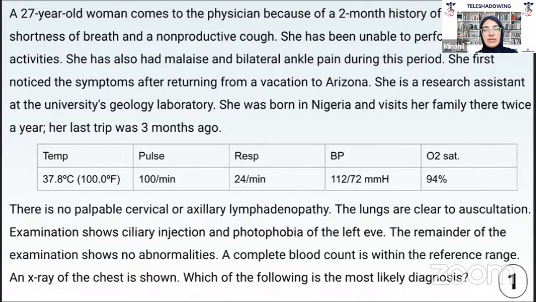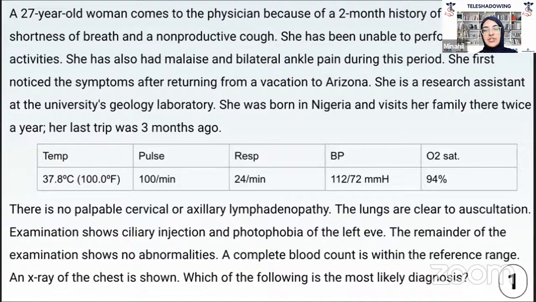A 27-year-old woman comes to the physician because of a 2-month history of increasing shortness of breath and a non-productive cough. She has been unable to perform her daily activities. She has also had malaise and bilateral ankle pain during this period. She first noticed the symptoms after returning from a vacation to Arizona. She is a research assistant at the university's geology laboratory. She was born in Nigeria and visits her family there twice a year, and her last trip was 3 months ago.